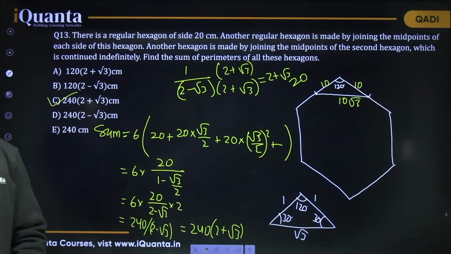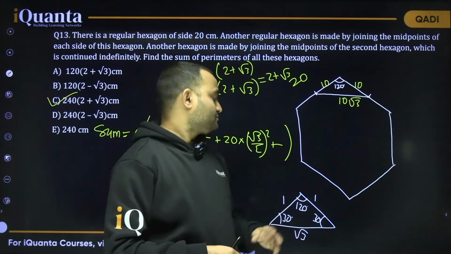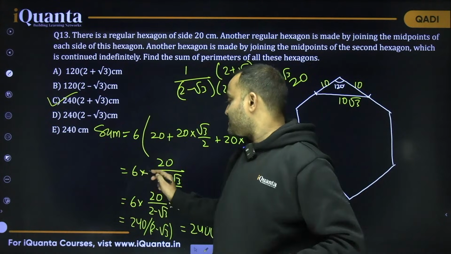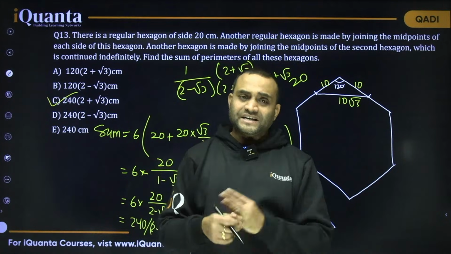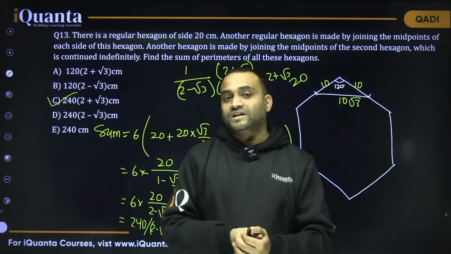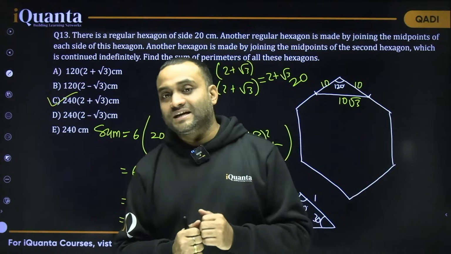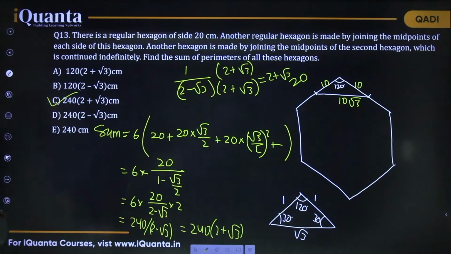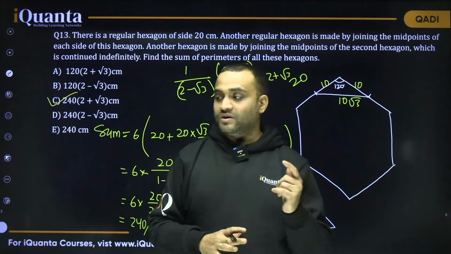So one basic concept regarding hexagon and regarding this triangle, and then the sum of an infinite GP. This is how you get questions in XAT. Multiple concepts from multiple topics are fused together. So you should always be ready for that, and you should be practicing like that. That's why we are discussing these types of questions where multiple concepts are used in one single question.